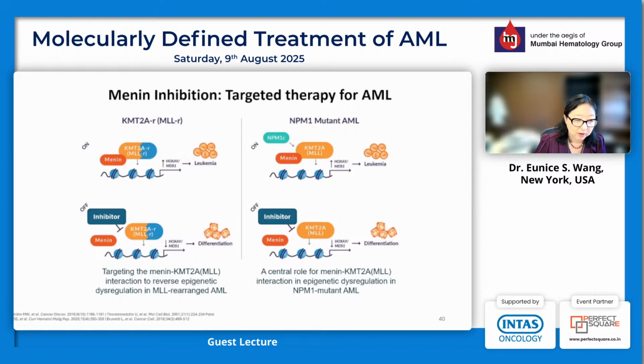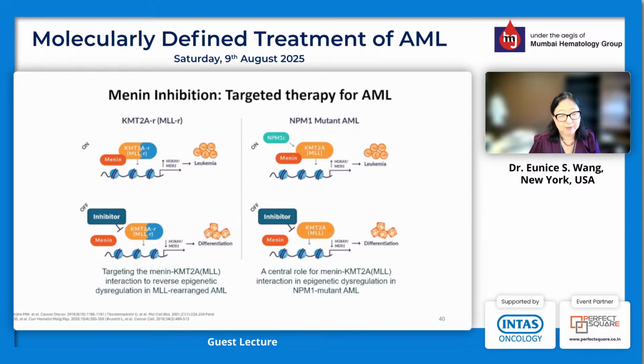That alters this complex. It is no longer able to bind to the DNA, and therefore the inhibition of the menin results in transcriptional changes in the cancer cells. And you see that there is decreased HOXA9 and MEIS1, and actually what that leads to is the myeloblasts in acute myeloid leukemia to actually differentiate terminally and leads to cell death and apoptosis.